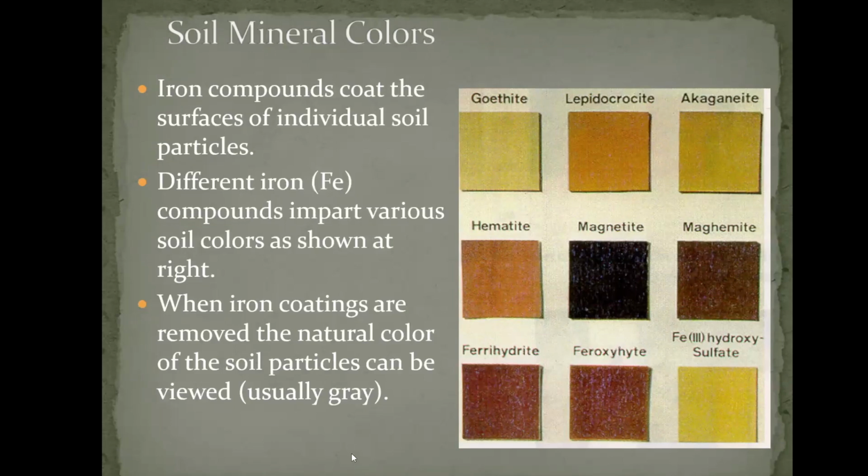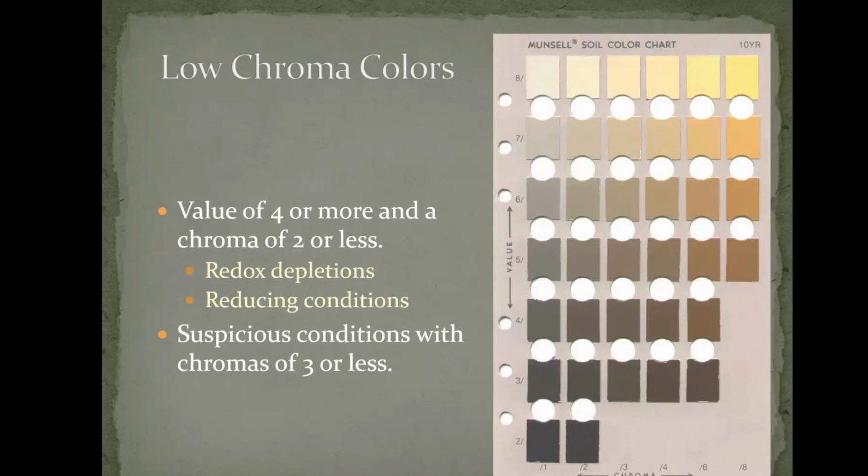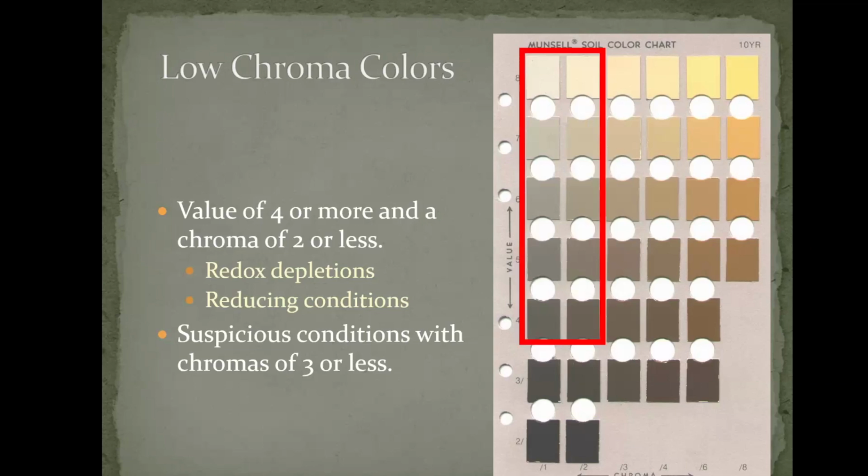So just for your information, if you're trying to find better and better places to go. But again, we talked about low chroma colors, a value of 4 or more, so that's the top rows, and a chroma of 2 or less, so that's the left rows. If you see colors in these zones, notice, what are they? They're pretty gray. They don't have a lot of chroma, not a lot of color to them, and they're sort of on the lighter end. They're not black, they're gray. That indicates usually a redox depletion and reducing conditions.